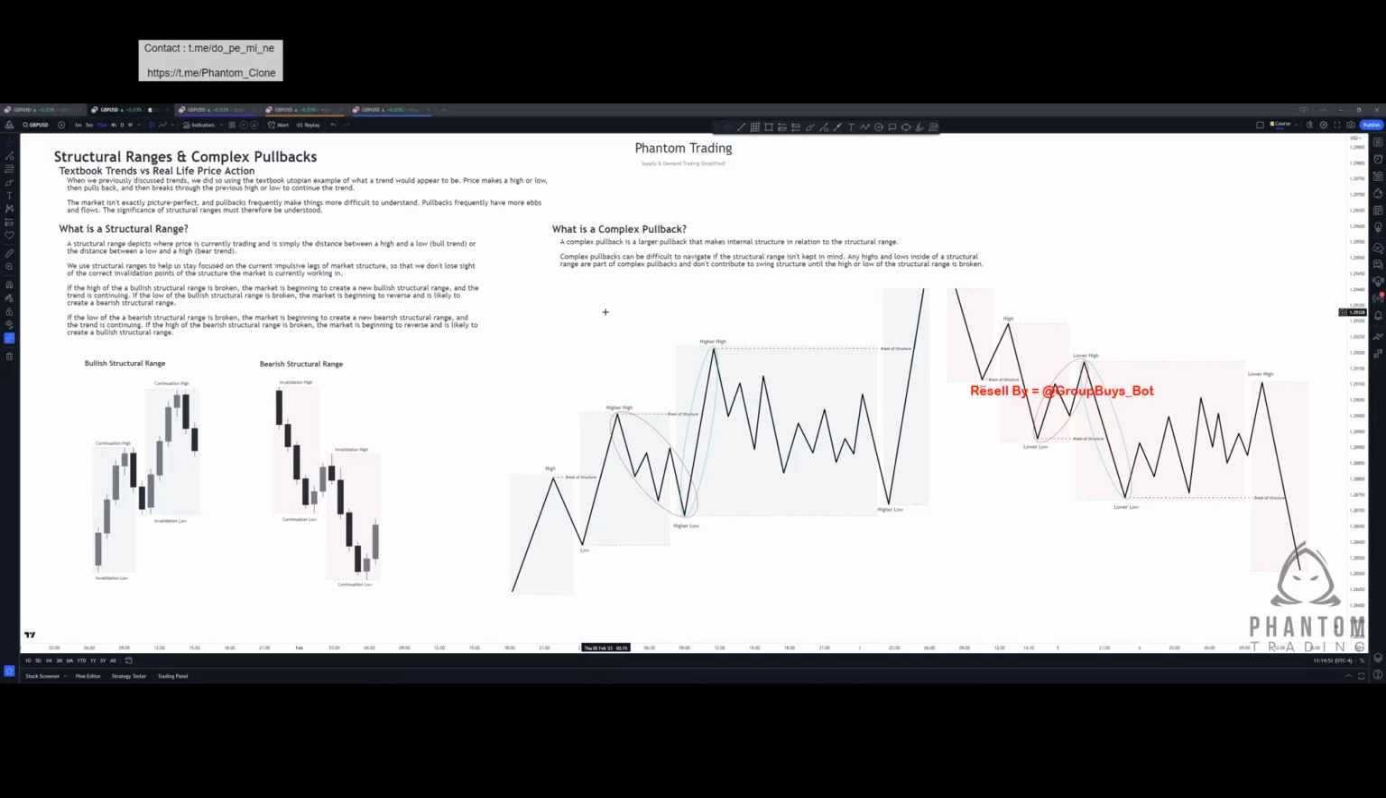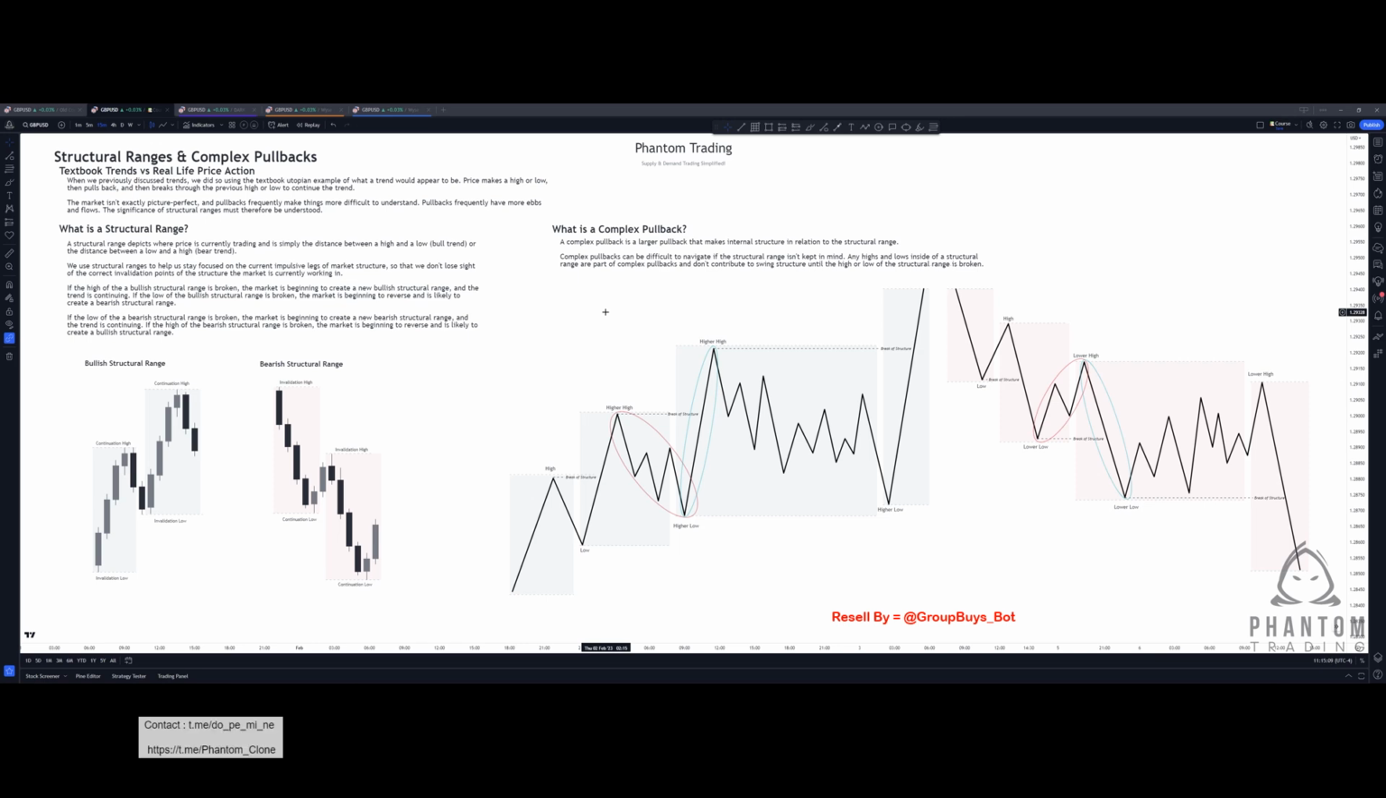So far, as we've been discussing trends and market structure, we've done so using textbook utopian examples of what trends should appear to be, or conceptually what they are on a price chart. Price makes a high or a low, then pulls back, and then breaks through the previous high or low and continues the trend on and on until it doesn't.